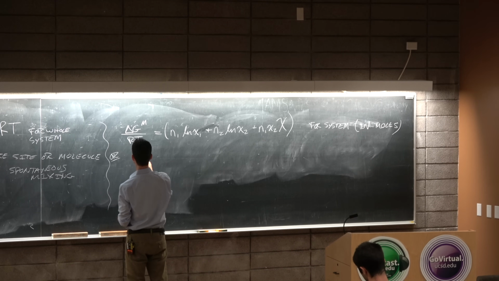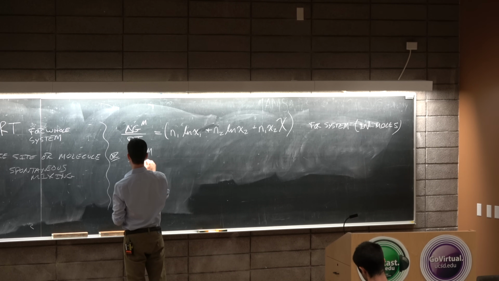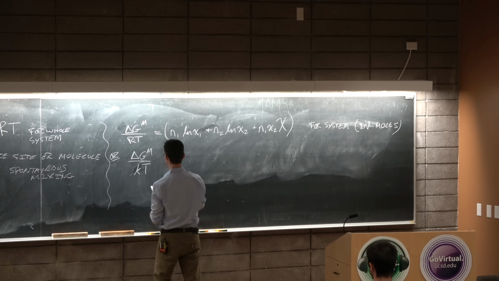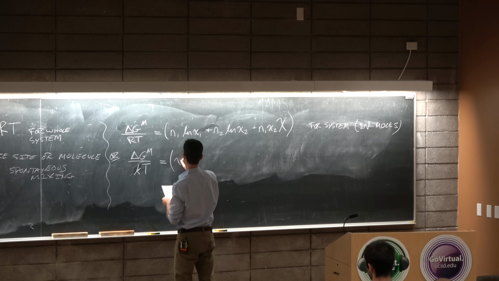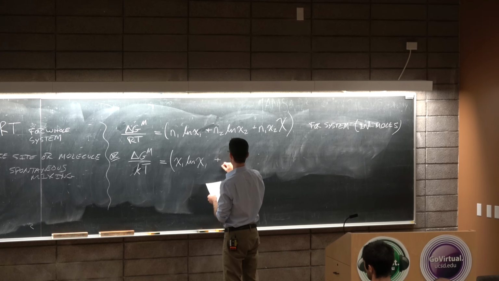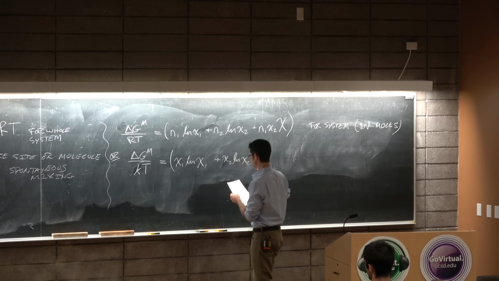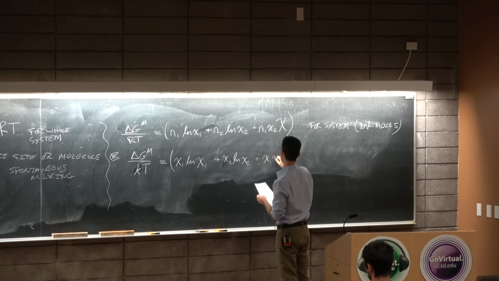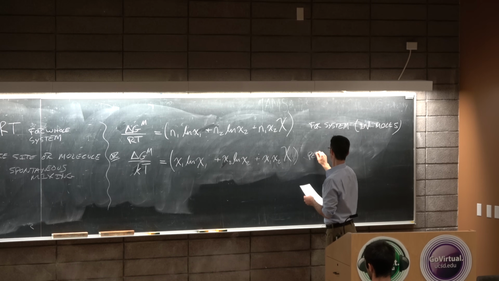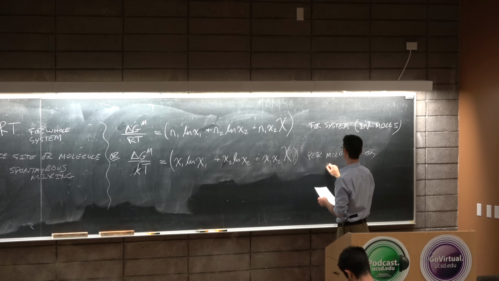Or per molecule or per lattice site in our model, delta Gm over kT equals x1 natural log x1 plus x2 natural log x2 plus x1 x2 chi per molecule or lattice site.